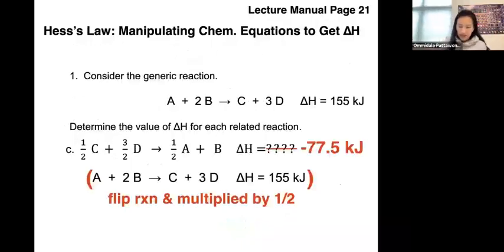So this is kind of straightforward, right? But on the exam, it's not going to be that straightforward because some reactions require multiple, what do you call it?